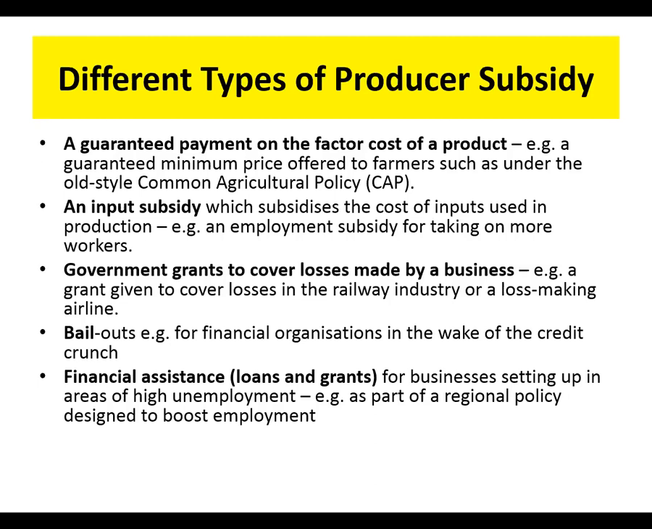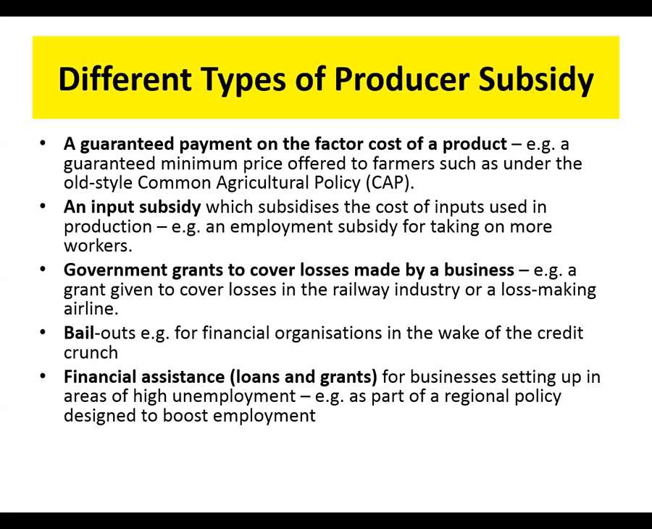productivity later on. Government grants to cover losses made by businesses. Again, we see that in the rail industry, loss-making airlines. We know that these are pivotal industries to the UK. We need them. They're almost essential for some people. And if there isn't a profit incentive, firms will leave those industries. So the government will subsidize in order to keep them in that industry.